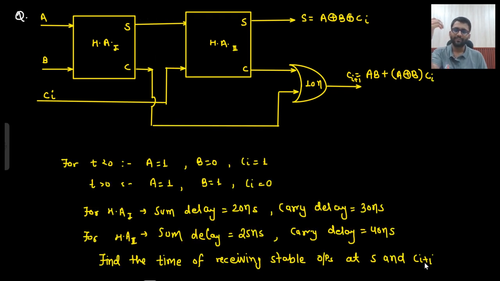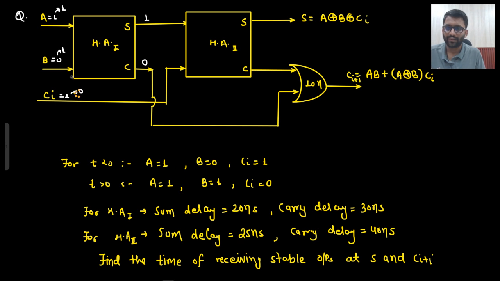Let's solve this question. I just made the block diagram here. For t less than 0, A was 1, B was 0, and Ci was 1. And for t greater than 0, A has become 1, which means it is 1 only, B has become 1, and Ci has become 0. So let's see the first condition, 1 0 1. If 1 0 was there, the sum will be 1 and carry will be 0, right?